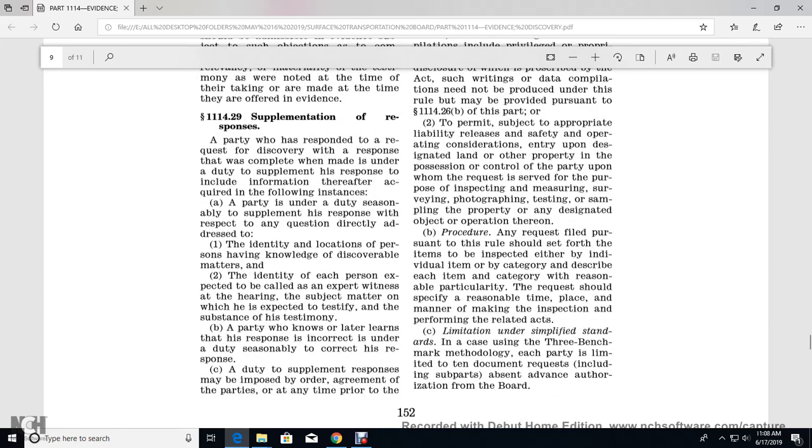Procedure. Any request filed under the rule should set forth the items to be inspected, either by individual item or by category, and describe each item or category with reasonable particularity. The request should also specify a reasonable time, place, and manner of making the inspection and performing the related acts.